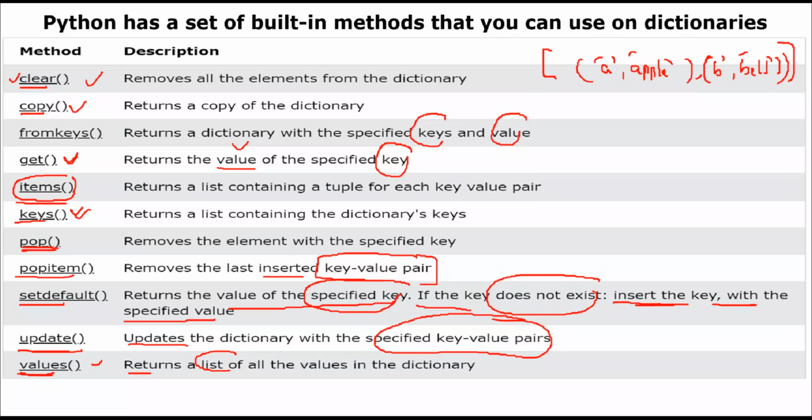So these are the most important built-in methods in dictionaries. We will discuss all these methods with complete examples in the next video.